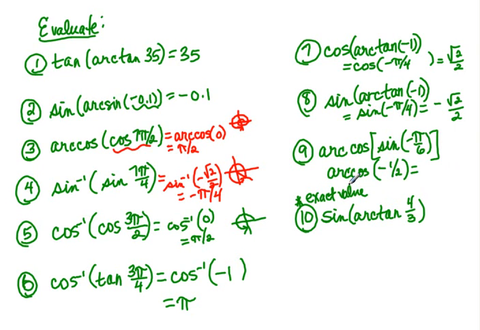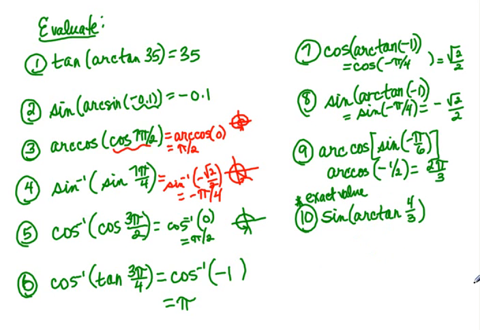You can think about reference angles or whatever you need to do to get that value. Now the arc cosine of negative 1/2 means tell me an angle between 0 and pi such that the cosine of that angle is negative 1/2. So an angle between 0 and pi whose cosine is negative 1/2 is 2 pi over 3.